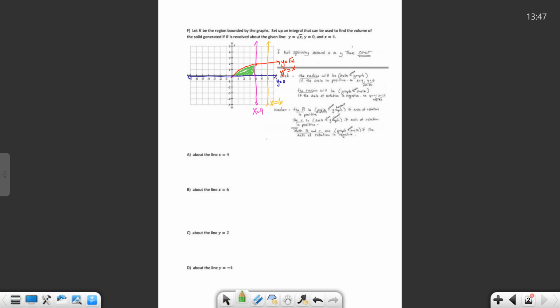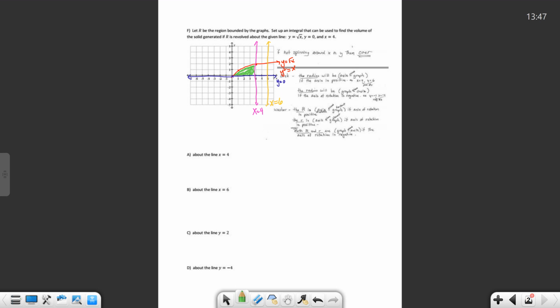We had graphed it in the other video before, but you can see my region. I've got y equals square root of x in red, y equals 0 in blue, and x equals 4 in pink. So the green part shaded in is what I want to find the volume of. So I'm going to rotate it about these different lines. In all of our other examples, we were spinning about the x or y axis. So now let's see what we do when we're spinning about a line that's not the x or y axis.